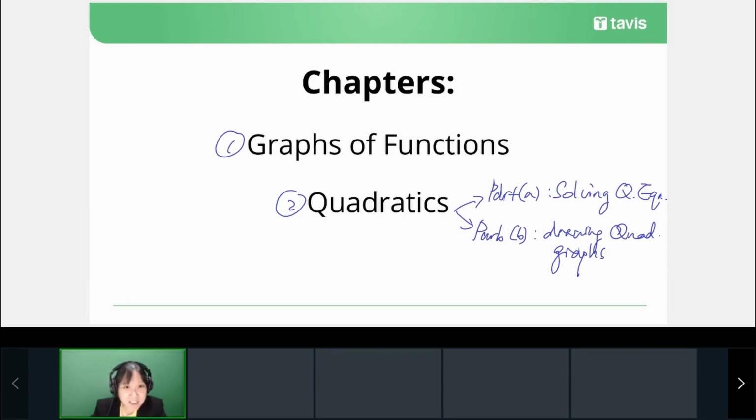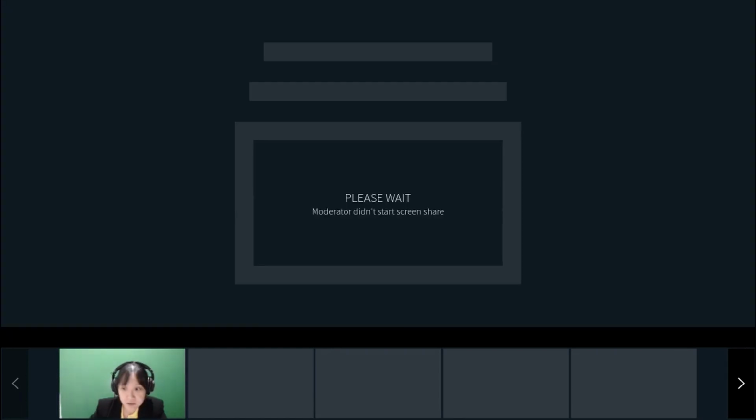So bear with me. Let's start. Let me share my screen. Let's start with the graph of functions. Okay, so let's stop sharing my screen.